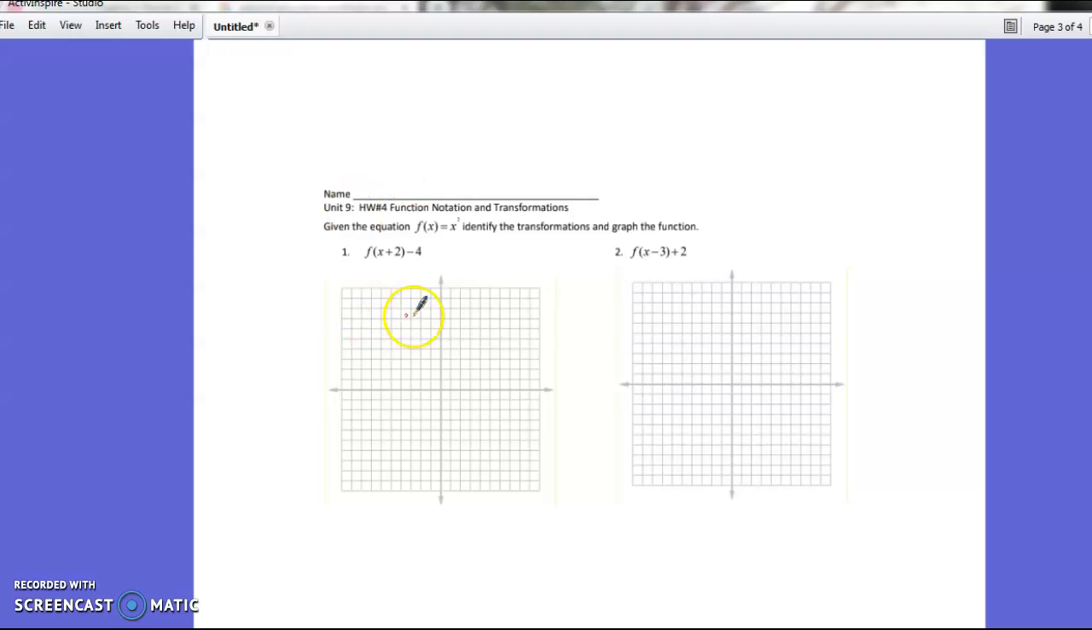All right, so now we're going to look at some of the homework. So looking at number 1, the directions say, given the equation f of x equals x squared, identify the transformations and graph the function.